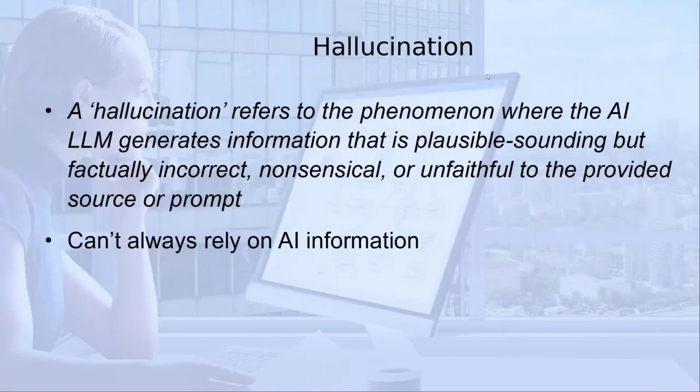Now, I talked about it before, but hallucination in reference to AI and large language models generates information that's plausible sounding but is factually incorrect, nonsensical, or unfaithful to the provided source or prompt. And one of the challenges with AI is it is basically a predictive tool, and it makes predictions about what the next word, pixel, character, or sound will be. And so when it generates things, it's not necessarily understanding those concepts, and there's no guarantee there is truth.